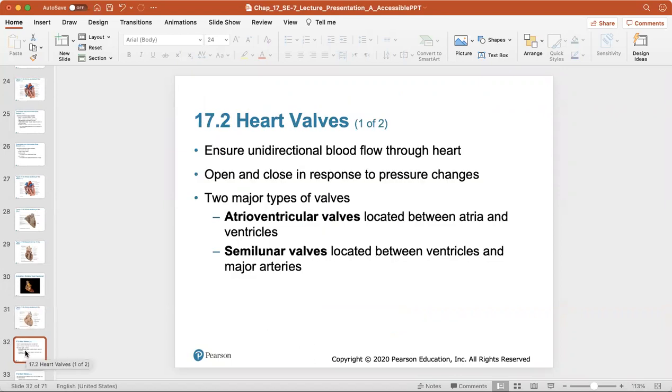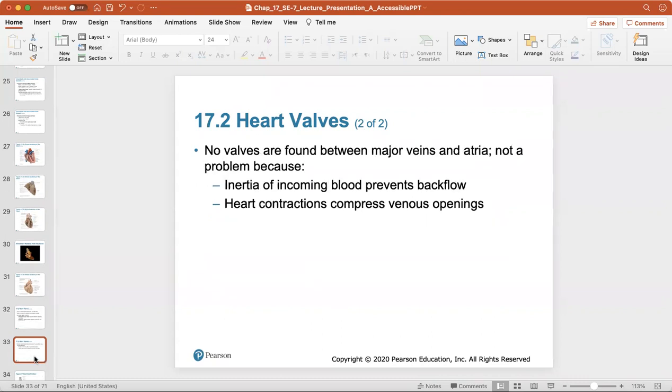So your heart valves ensure a unidirectional blood flow through the heart. They open and close in response to pressure changes. Here are your two major types of valves, where they're located. So you have 4 altogether, 2 atrioventricular and 2 semilunar. So be sure you know those very well.